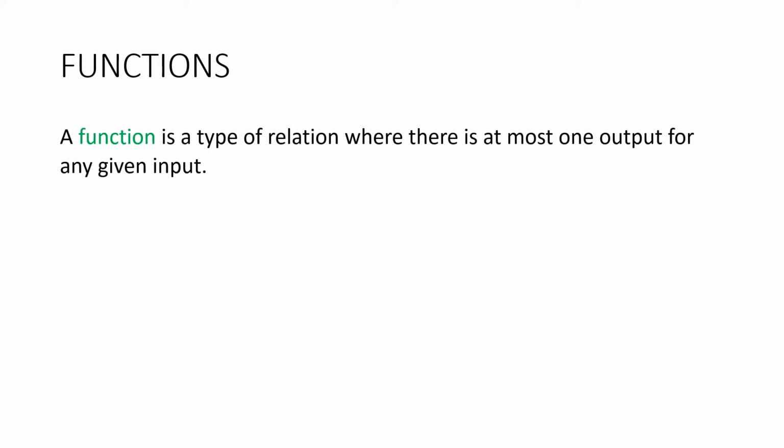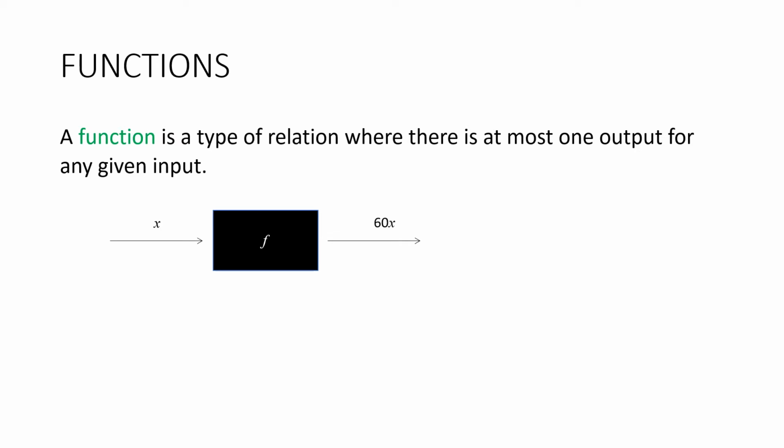Now a function is a special type of relation where there is at most one output for any given input. So it's a little bit like a machine, or a black box if you like. So I've got some function f and it's transforming x's into 60x. Okay, and for it to be a function, it means that for any input that I put in, I'm only going to get one output, or at most one output. I could have no output, that's okay, but I can't have two outputs. So for example, if I put in x is 2, I'm going to get 120. I'm not also going to get minus 120. We'll look at this a little bit more in depth.